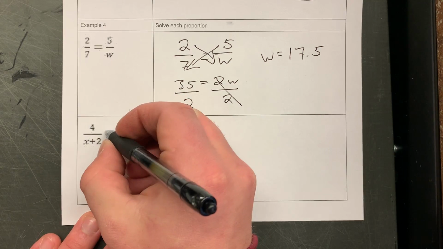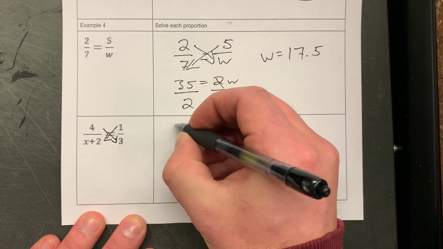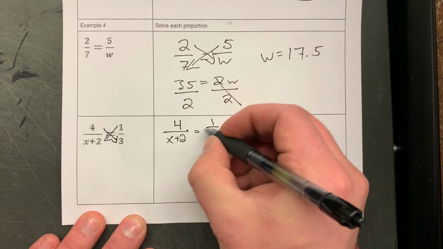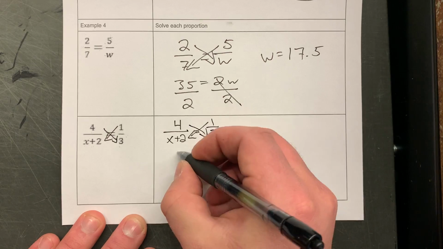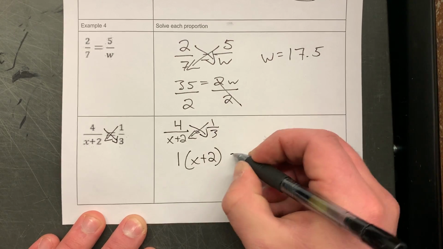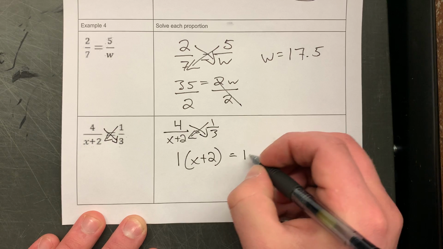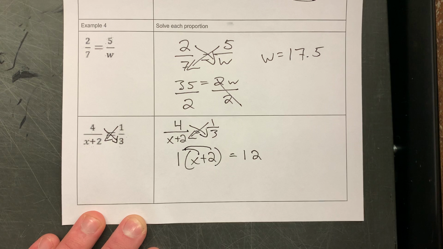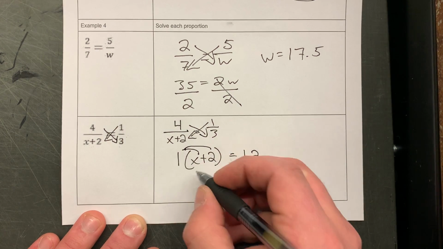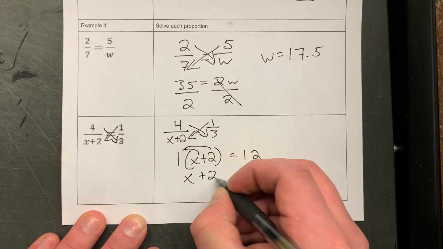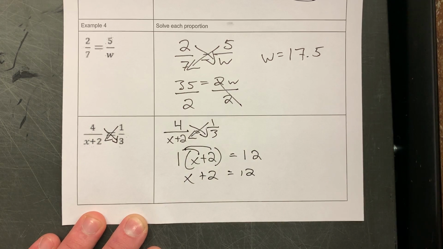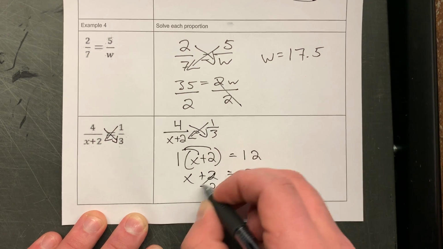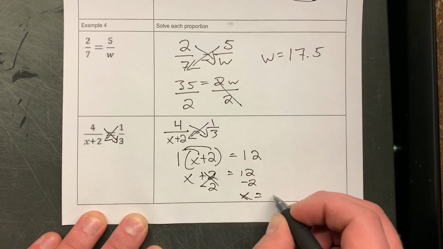If I go down to the next one, you're going to run into problems like this today as well in your practice. Again, I'm just going to simply cross multiply. 4 over x plus 2 equals 1 over 3. Again, cross multiply. 1 times x plus 2 is equal to 4 times 3. I know that's 12, so I can do that right off the bat. Need to distribute. 1 times x is still just x. 1 times 2 is still just 2. One-step algebra equation. Take away 2 to get x by itself. Those cancel. I'm left with x equals 10.